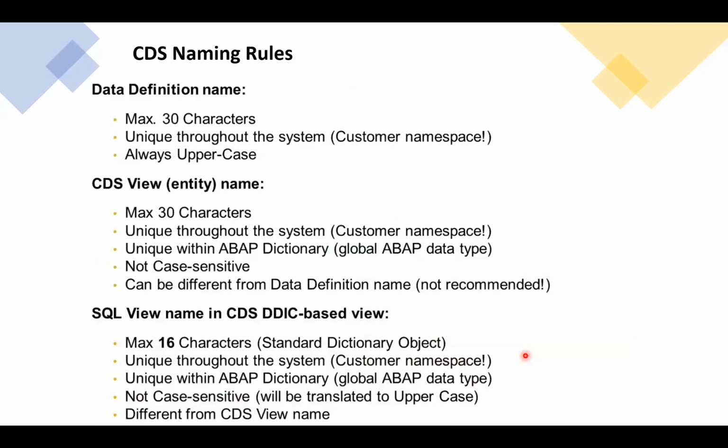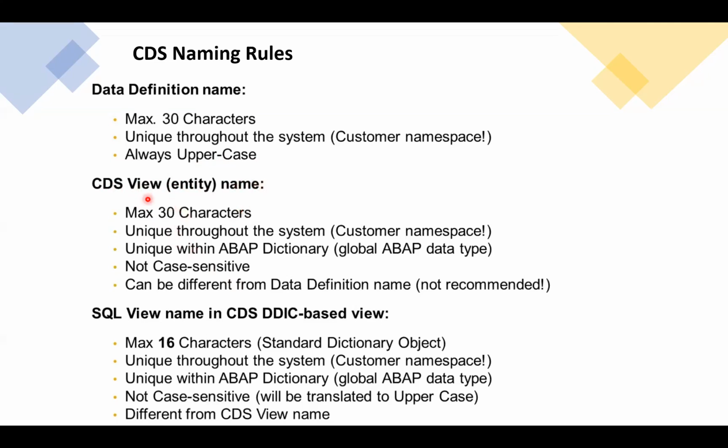Okay, and here are the CDS naming rules. If you see the data definition name, it's a maximum of 30 characters. It should be unique. We know this already. It should be in the customer namespace as well. Always uppercase, but while creating the data definition we can use camel case as well. But internally on the database, it will automatically convert into uppercase.